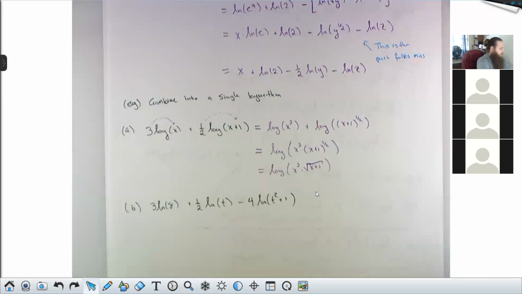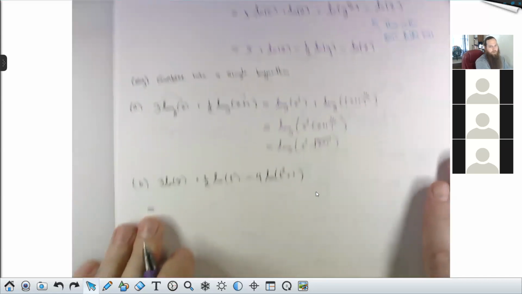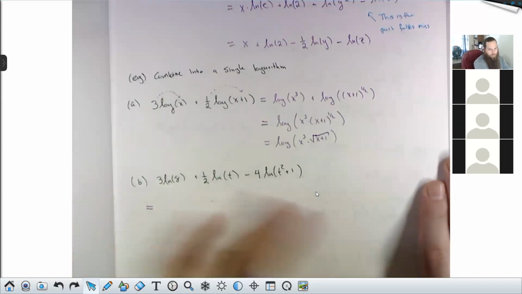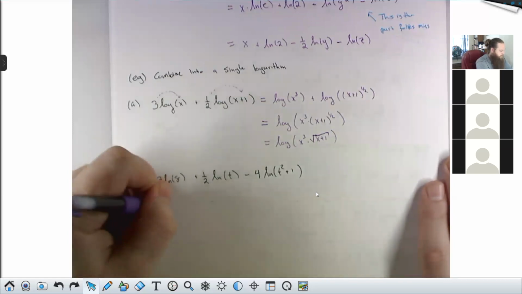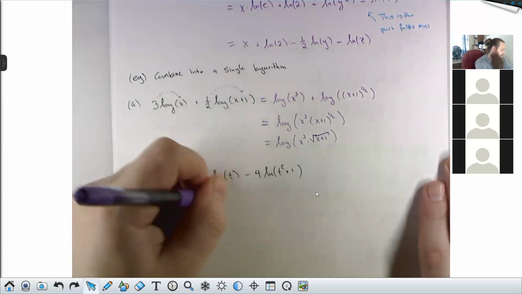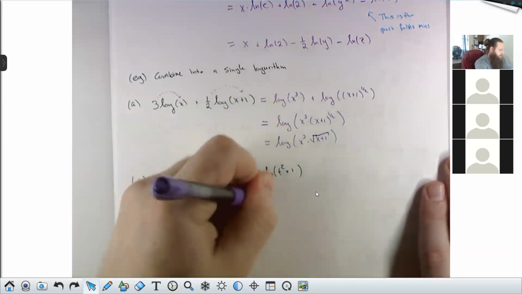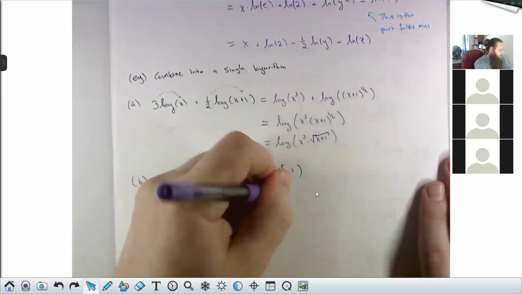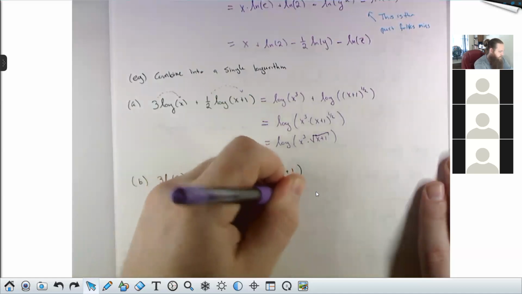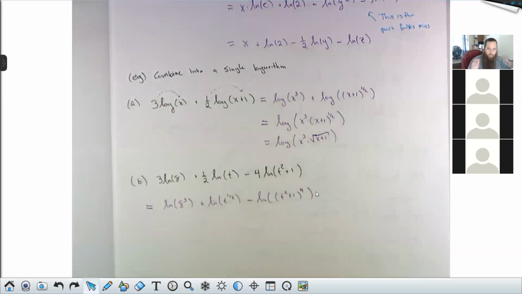Okay. The second one is going to begin the same way. If I'm going to glue some logs together into one log, they can't have anything out front. They've got to just be ln's or logs or whatever. So first, I'll write this as the ln of 8 cubed plus the ln of t to the 1/2 minus ln of parentheses t squared plus 1 to the 4. Again, that stacking of parens is important.